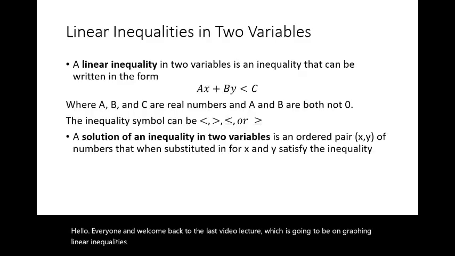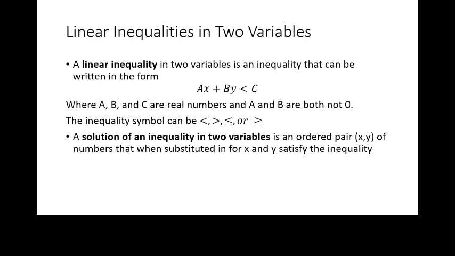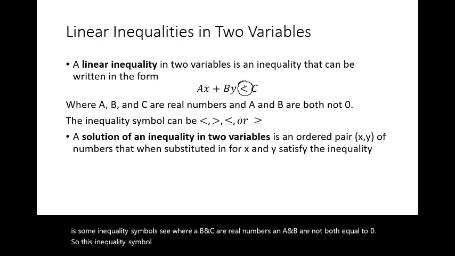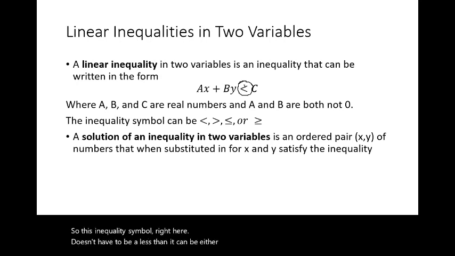A linear inequality in two variables is any inequality that can be written in the form ax plus by is some inequality symbol c, where a, b, and c are real numbers and a and b are not both equal to 0. This inequality symbol doesn't have to be a less than. It can be either a less than, greater than, less than or equal to, or greater than or equal to.